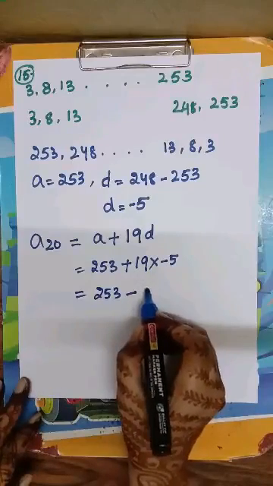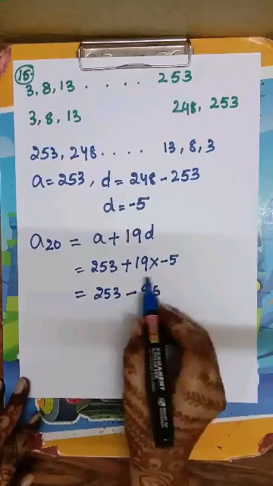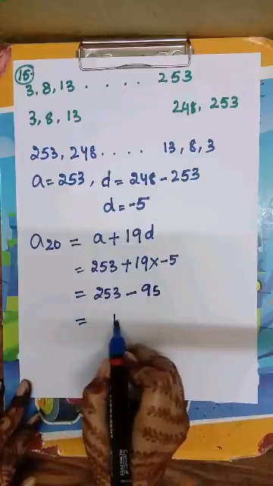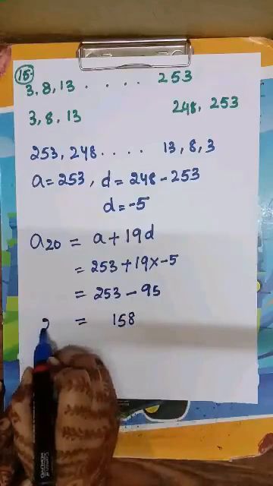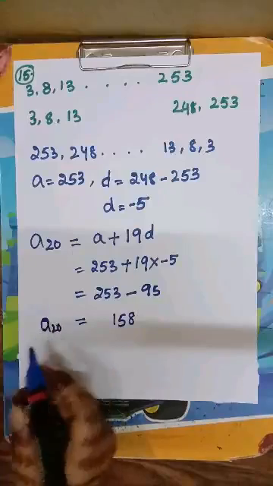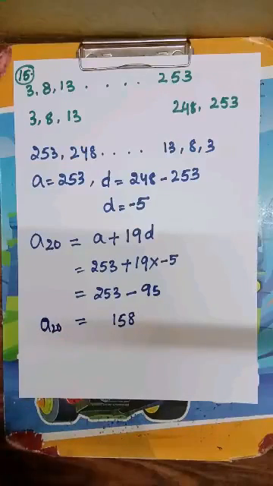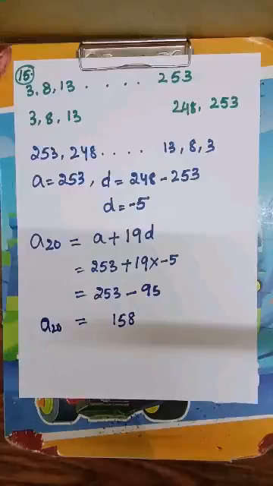19 into 5 is 95. When you subtract this from 253, we get 158. Therefore, the 20th term from the end of the AP is 158. Now let's move to the next question.